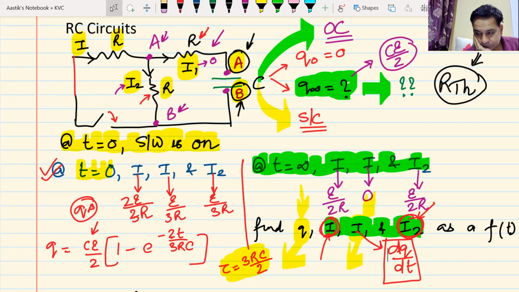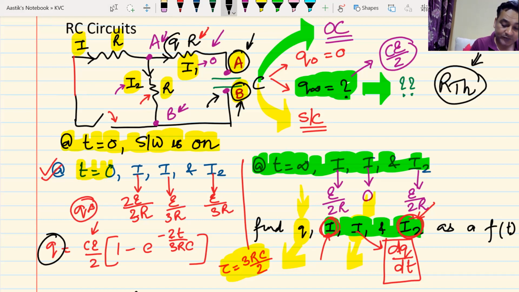Sir, I equals dq by dt, na, sir? No, I is not dq by dt. I1 is dq by dt, beta. Q is the charge on the capacitor in this branch, and I1 is the current flowing in this branch. So I1 is dq by dt, not I or I2. Getting my point? Yes, sir.